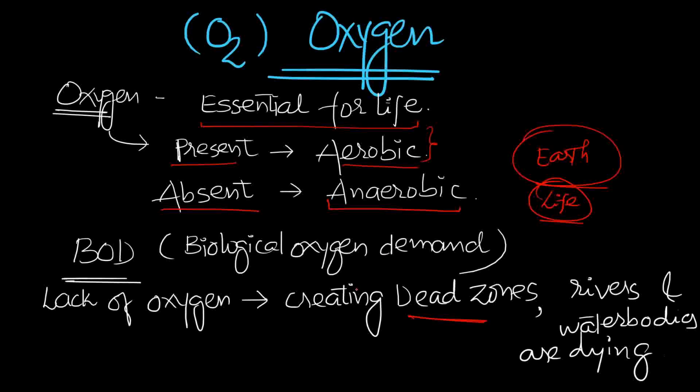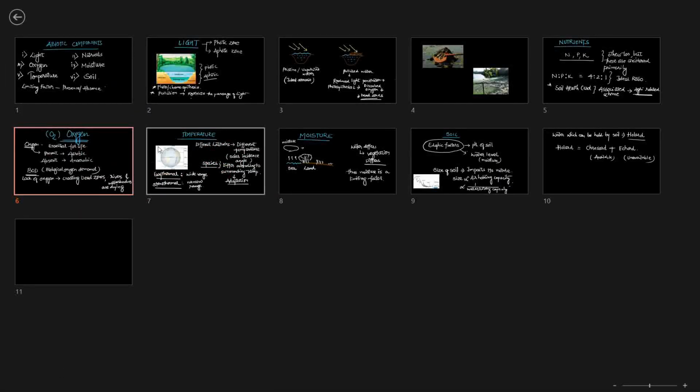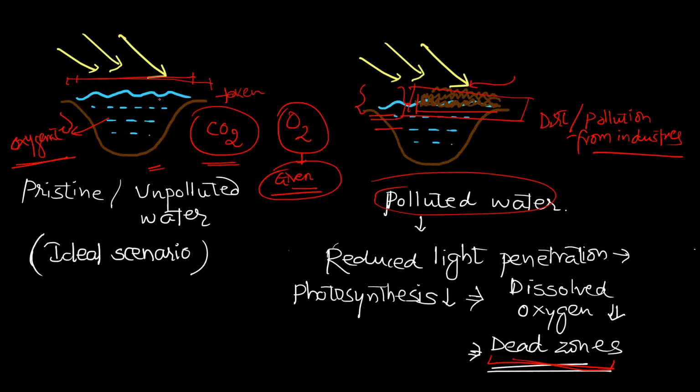Okay, so the biological oxygen demand in a water body, we have seen the concept of dead zone, and the water body is getting red. So let me explain the concept of BOD. Here in this water body, as the pollution increases, the dissolved oxygen also gets reduced. That is because we saw in the previous slides that as the pollution increases, the penetration of sunlight reduces, and that is why the dissolved oxygen also decreases.